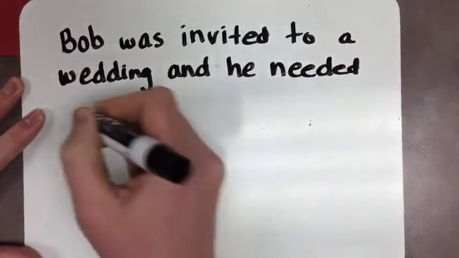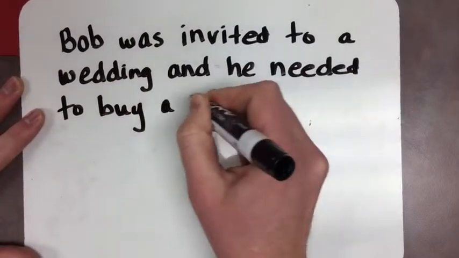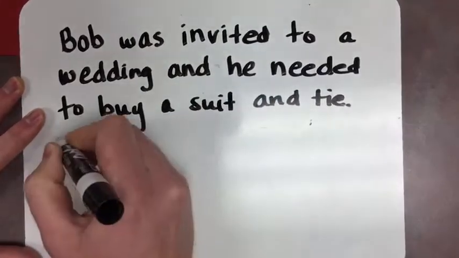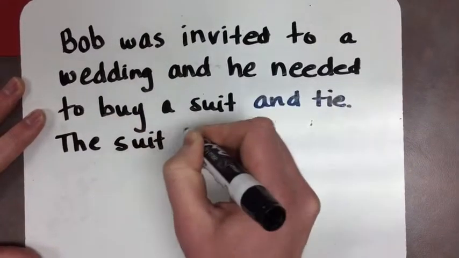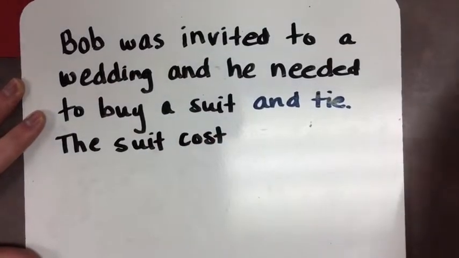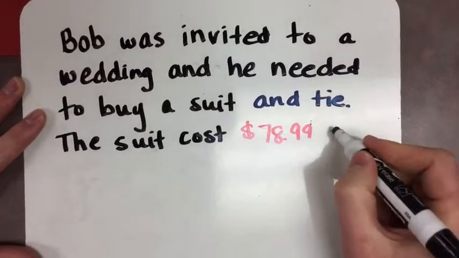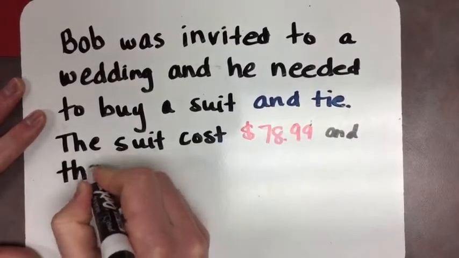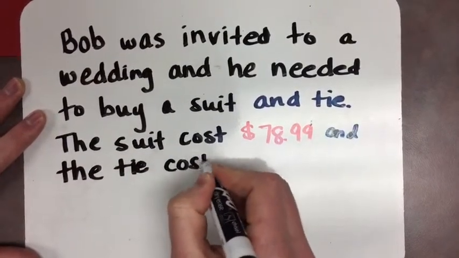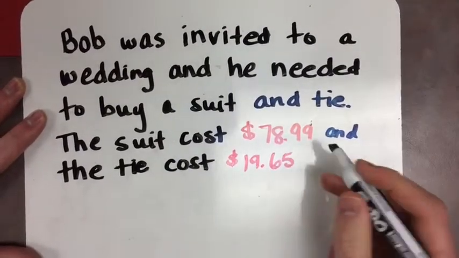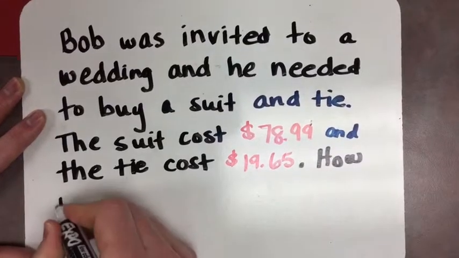So in this story problem we have Bob. Bob was invited to a wedding and he needed to buy a suit and a tie. I don't know if you've ever been to a wedding where you needed this, but it cost quite a bit of money. It looks like the suit cost $78.99. I just changed the marker there so you could see that. And the tie cost $19.65. So I have my story problem.